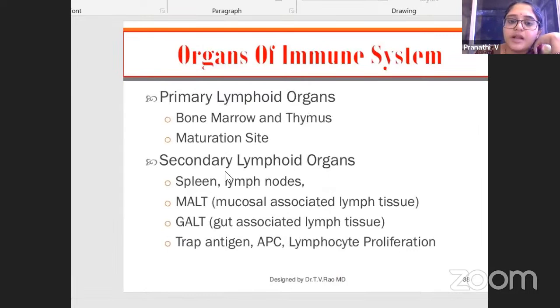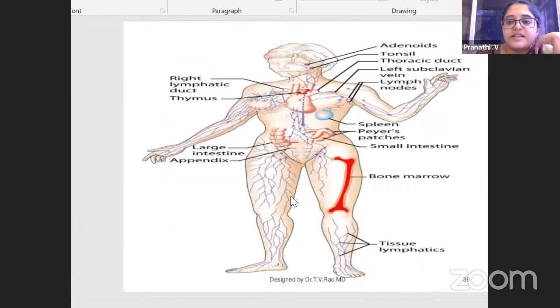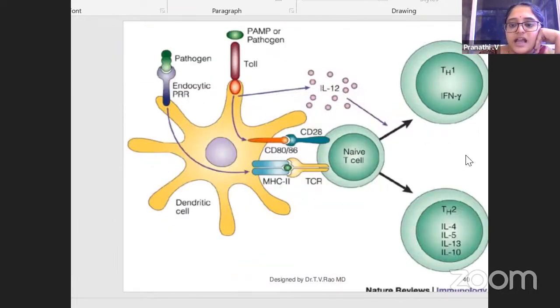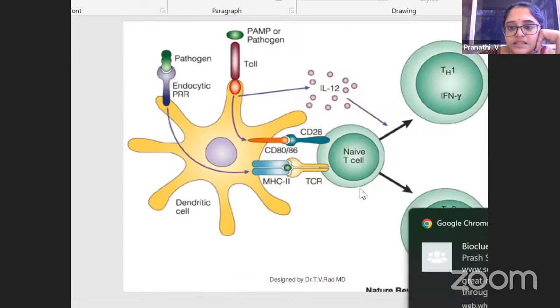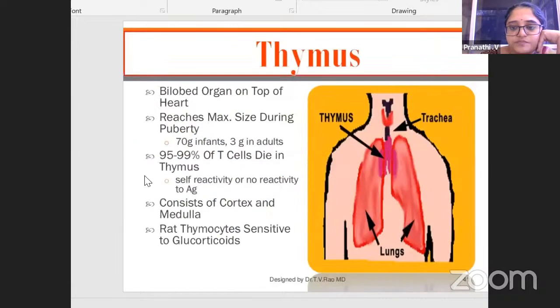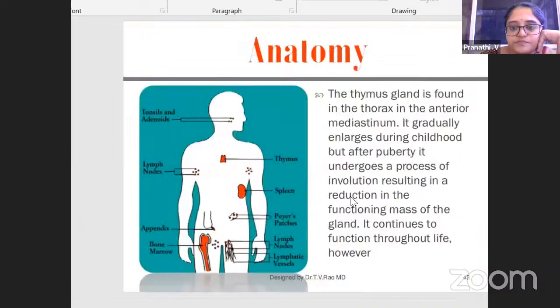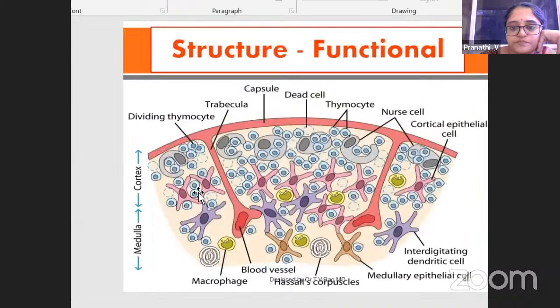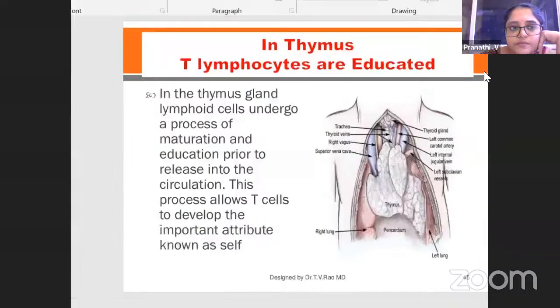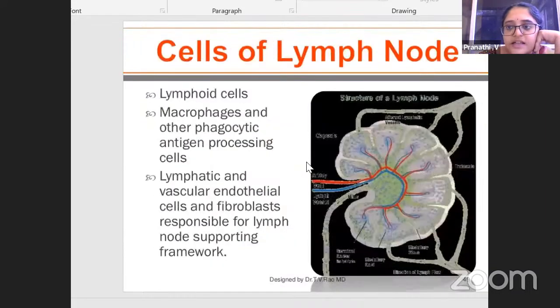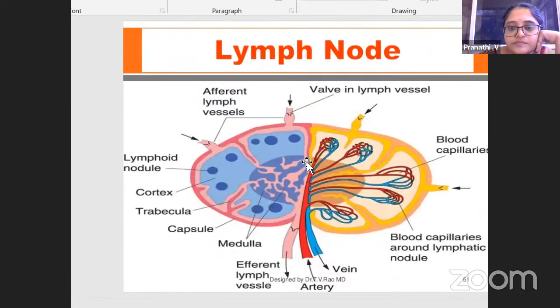Organs, like I told you: primary and secondary lymphoid organs are present, adenoids and tonsils are present, and then different kinds of interleukins, T cells, everything is present over here. Thymus, as I told you, is there. Anatomy is how it is. We have already seen this, so I'm not going to go into detail. And histology, we saw just a little while earlier.